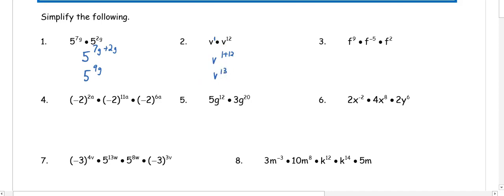In number 3, we have a base of f because we have f to the 9th, f to the negative 5th, and f to the 2nd. So we're going to add those exponents together. 9 plus negative 5 plus 2. So 9 plus negative 5 is 4, plus 2 is 6, which gets us f to the 6th power.